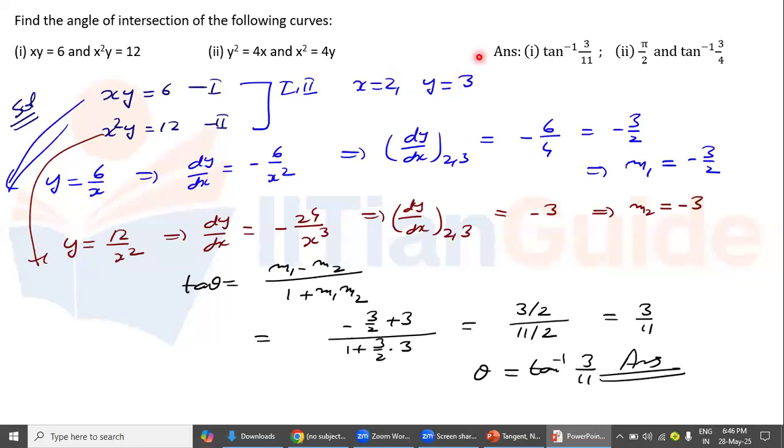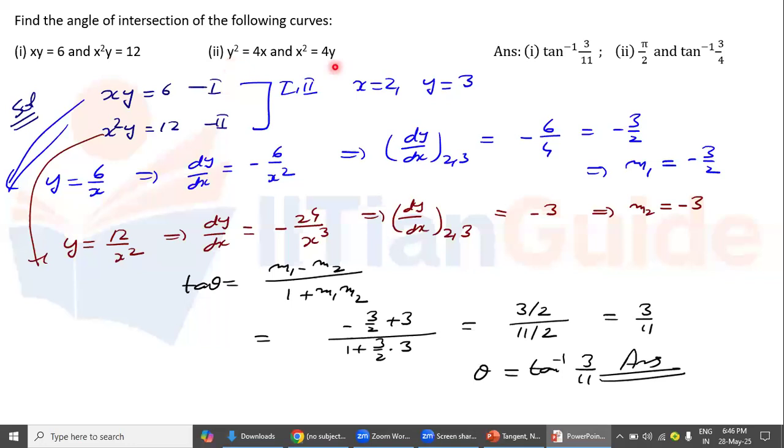I differentiated the first one and got dy by dx equal to minus 6 by x square. Putting x as 2, dy by dx is minus 3 by 2. So m1, the slope of the tangent on the first curve, is minus 3 by 2. Similarly, the slope of the tangent on the second curve, x square y is equal to 12, is m2 equal to minus 3. For the angle between the tangents, tan theta is equal to m1 minus m2 upon 1 plus m1 m2. Applying the formula, I got the answer tan inverse 3 by 11. Now come to the next question.